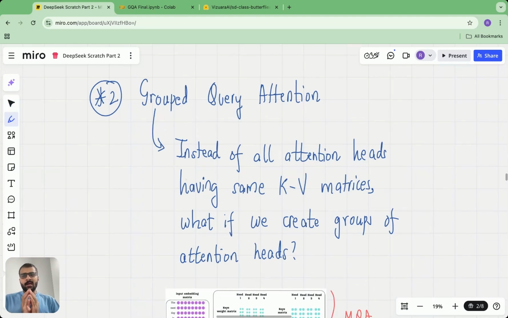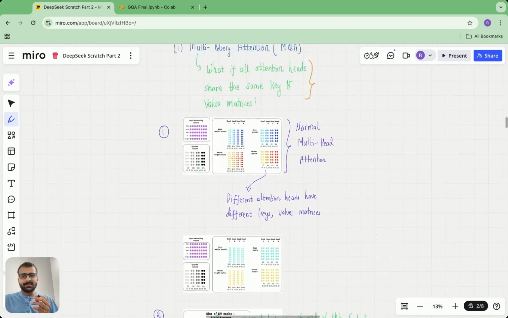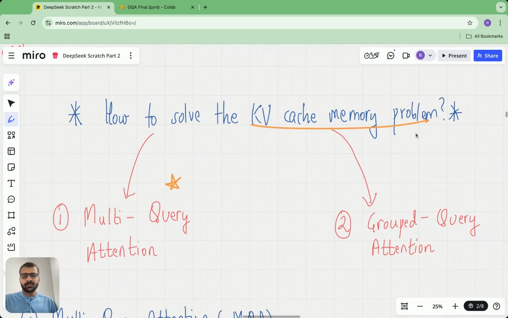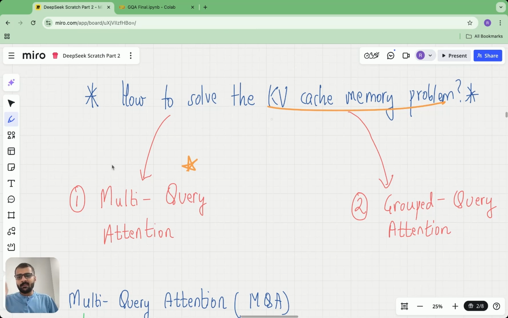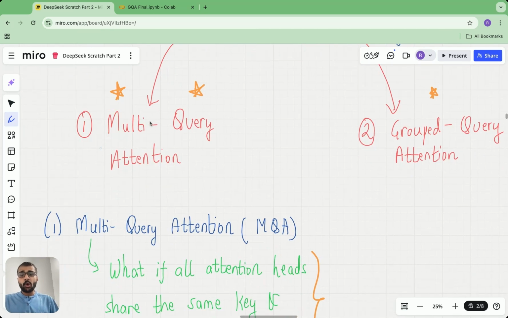Hello everyone and welcome to this next lecture in the Build DeepSeek from Scratch series. Today we are going to learn about grouped query attention. In the previous lecture we started learning about techniques which we can use to solve the KV cache memory problem. And the first technique which we learnt about was multi-query attention. And today we are going to learn about grouped query attention. First, let me do a quick revision of what we learned in multi-query attention.